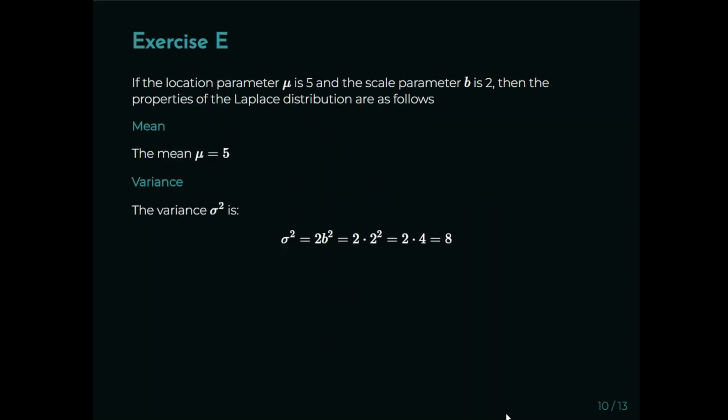76.38%. Now, finally, we were asked to calculate the mean and the variance of x in this example. So the mean is 5. Mu is 5. We sorted that out very early on. The variance is sigma squared, which is 2b squared, which is 2 times 2 squared, which is 2 times 4, which is 8. And that's us done. We'll leave it there.